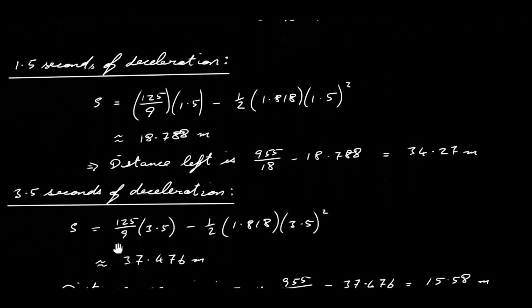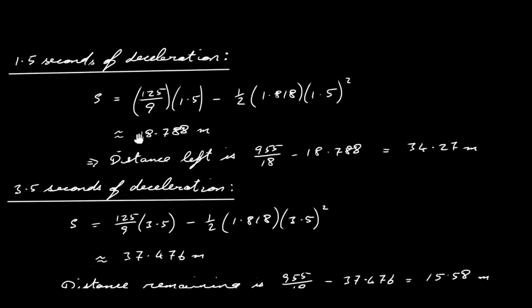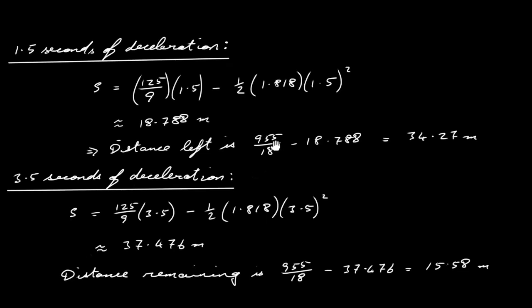So I've done that here, 1.5 seconds of deceleration. S is equal to 125 over 9, which is the initial velocity, times 1.5 minus a half, 1.818, 1.5 squared, which gives me a distance traveled during deceleration of 18.788 meters. So therefore the distance remaining to the lights is going to be 955 over 18, the total distance, minus that distance, which gives me a distance of 34.27 meters.